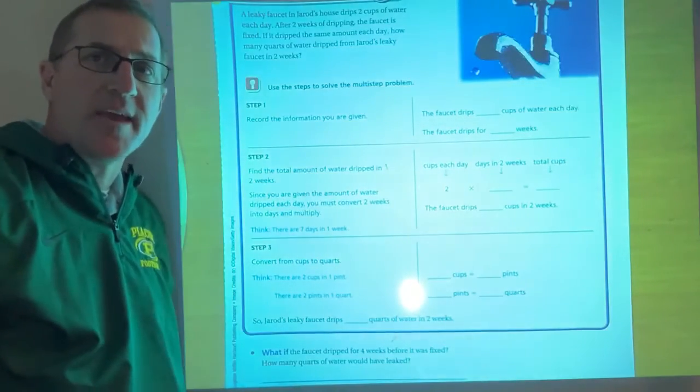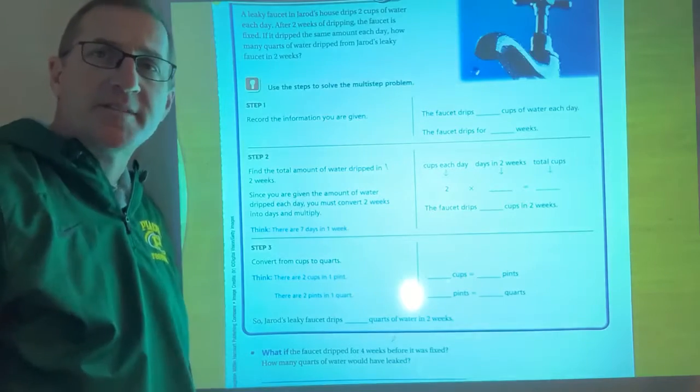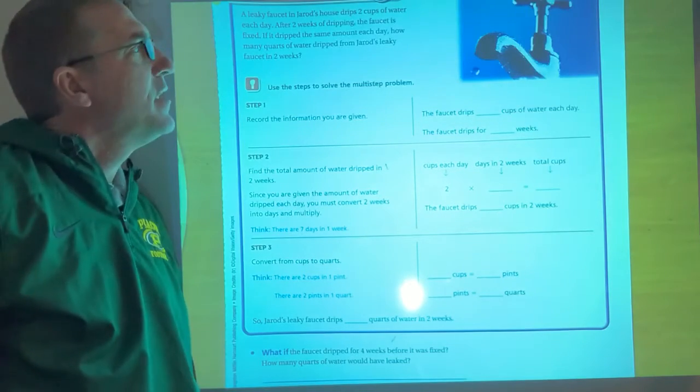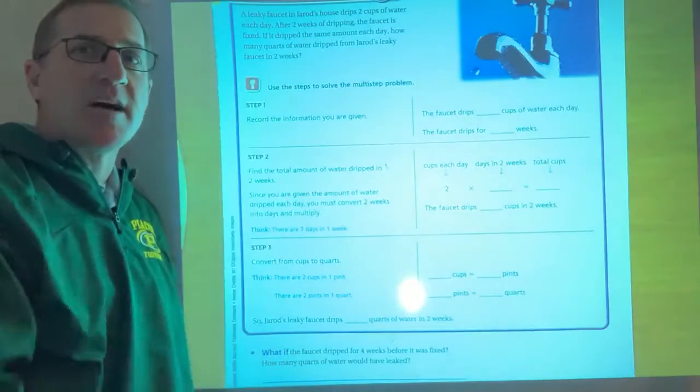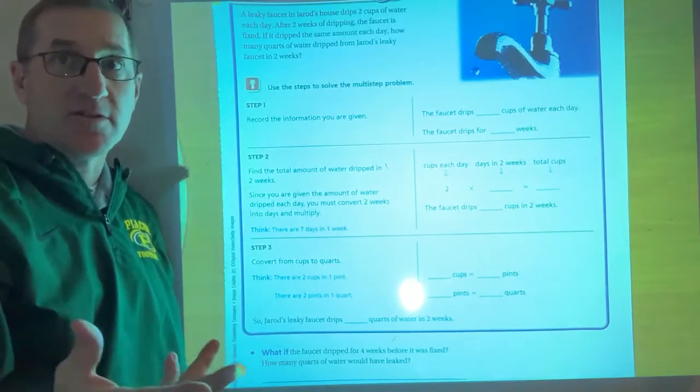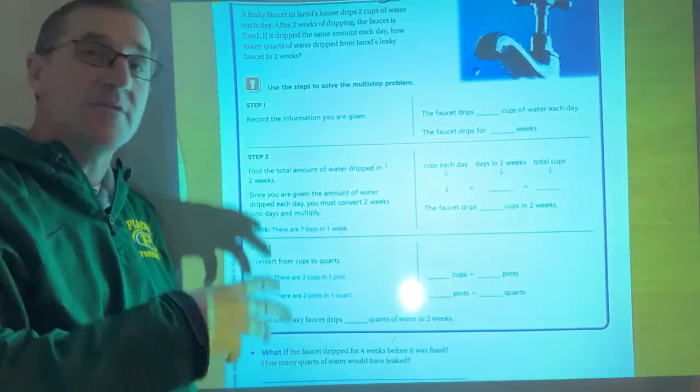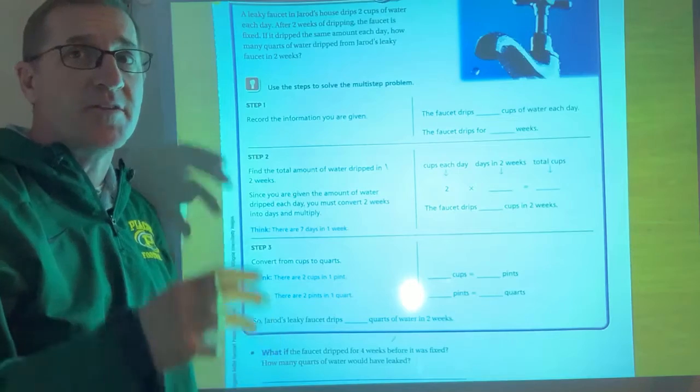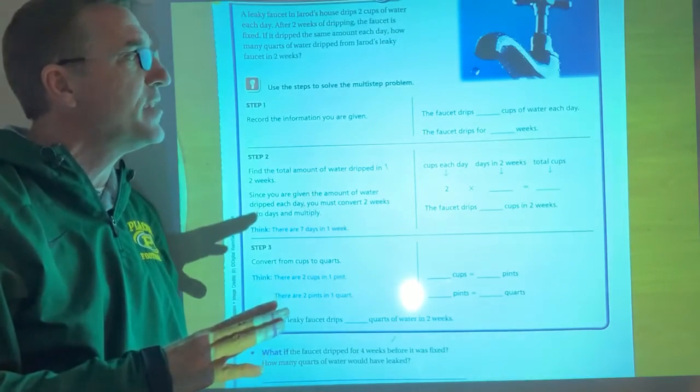This is the first page. We're going to be doing multi-step measurement problems. So they're going to involve doing some calculations and then doing some more calculations. So it's a good lesson for those longer problems that are wordy, where you've got to really figure out what you're supposed to be doing.